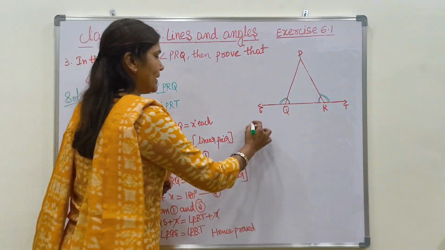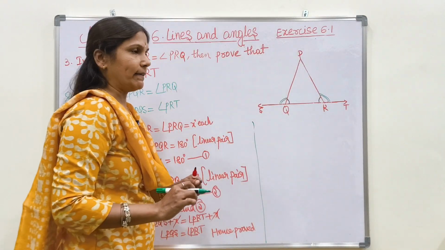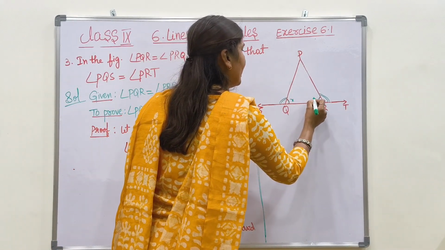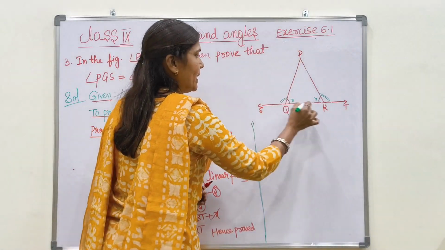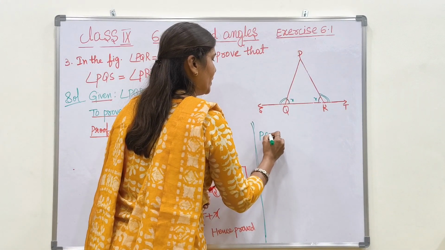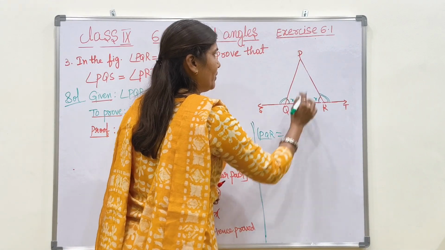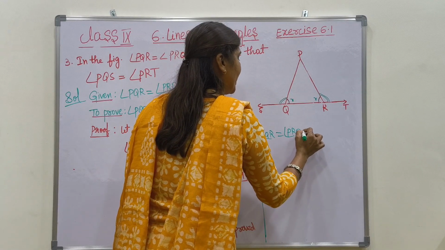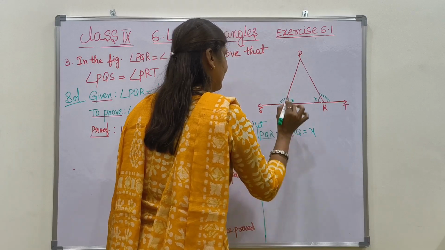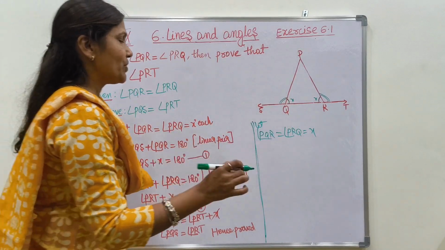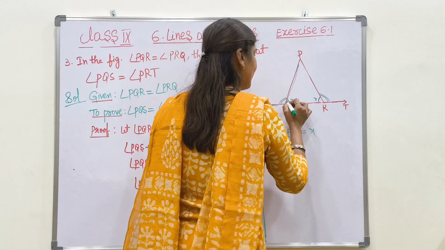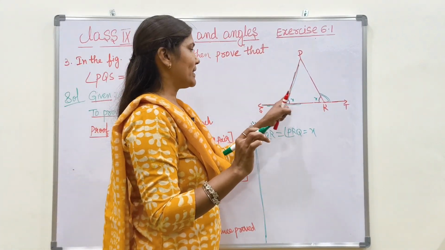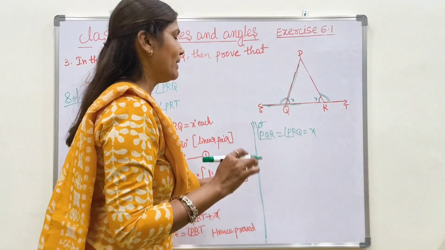So, for proving, see here, beta, these both angles are equal. Since both angles are equal, we will take this as X. So, I am taking PQR equal to PRQ, we will take this angle equal to X. Now, you observe that here one linear pair is there. Linear pair means how much degrees? 180 degrees. So, this angle plus this angle I will take as 180 degrees.